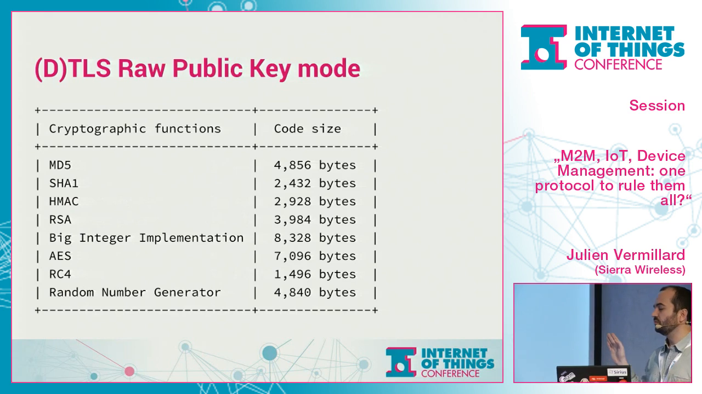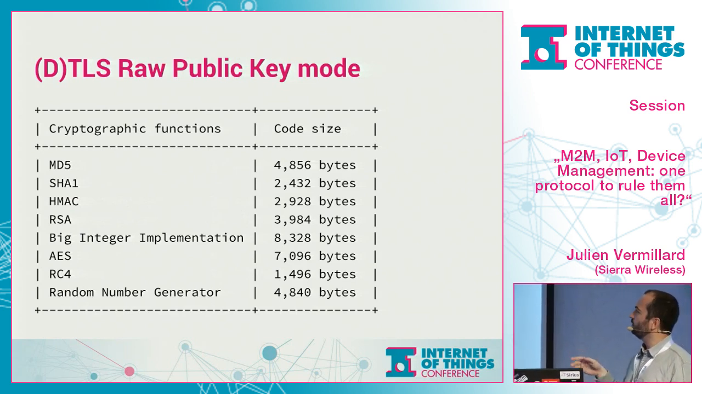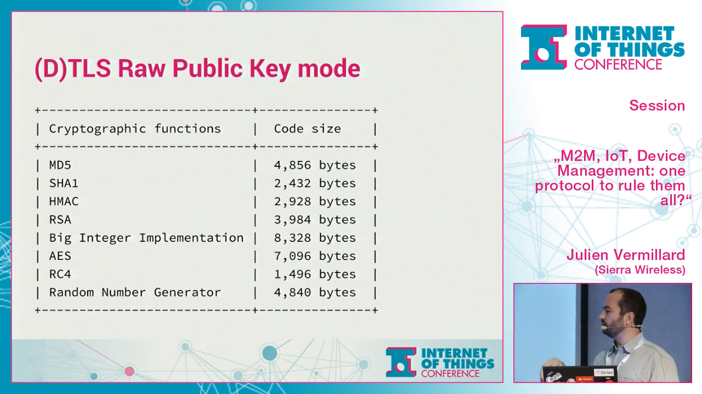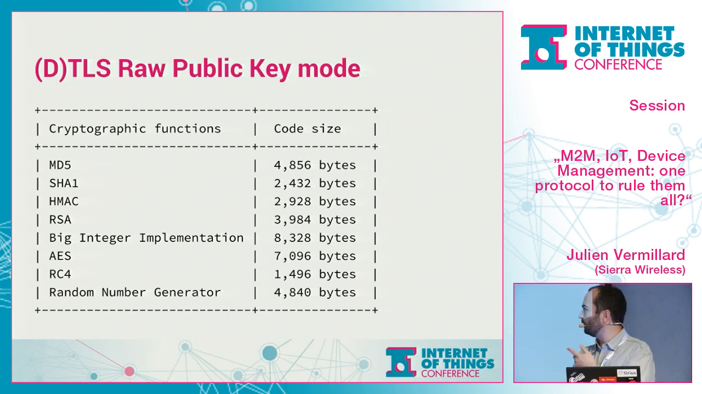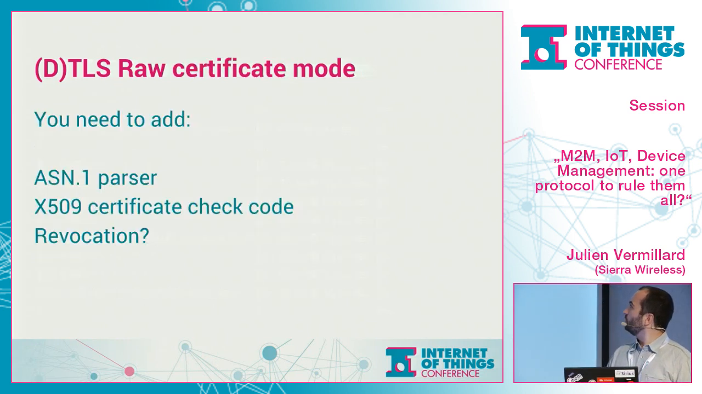And if you want to use raw public key, you need to add a lot of complexity, like a big integer, bignum implementation. You need to add different kinds of ciphers and hashing algorithms and a random number generator. And if you want to use certificate mode, you need to add certificate parsing. You need to add the code for checking the certificate. You also need to have a revocation mechanism. Revocation is still a problem on browsers and HTTPS. So for IoT, it's also a problem. You need to add a lot of complexity with that.